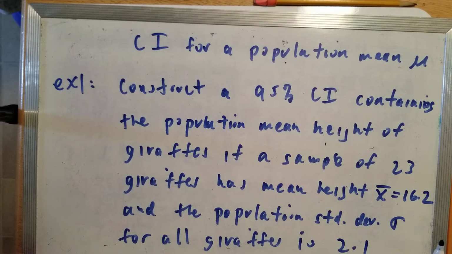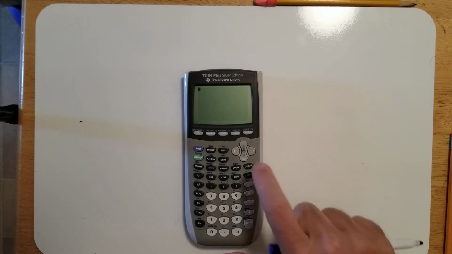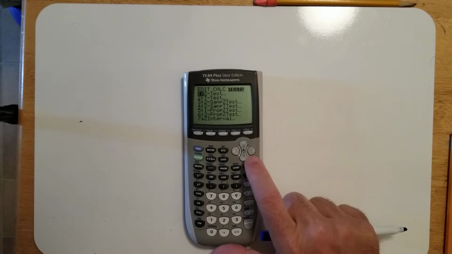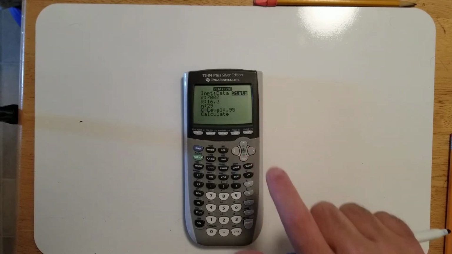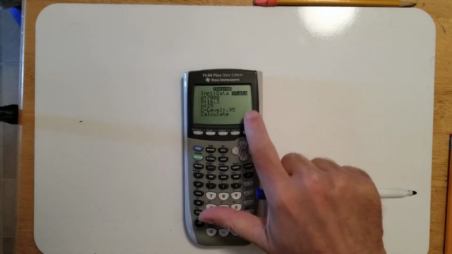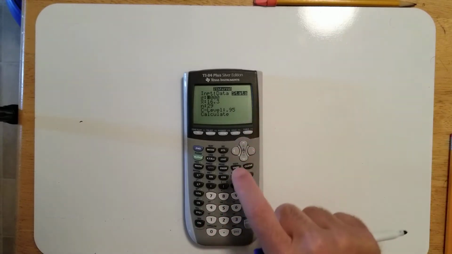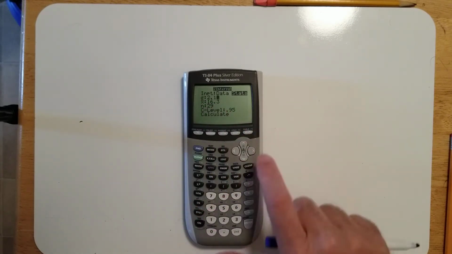giraffes, and we're going to do this on the calculator. So on the calculator, I'm going to go to stat tests, and I'm going to what's called Z interval, and I'm going to use the stats option, and I'm going to enter the population standard deviation is 2.1. Notice the sigma, the calculator knows the correct notation, 2.1.